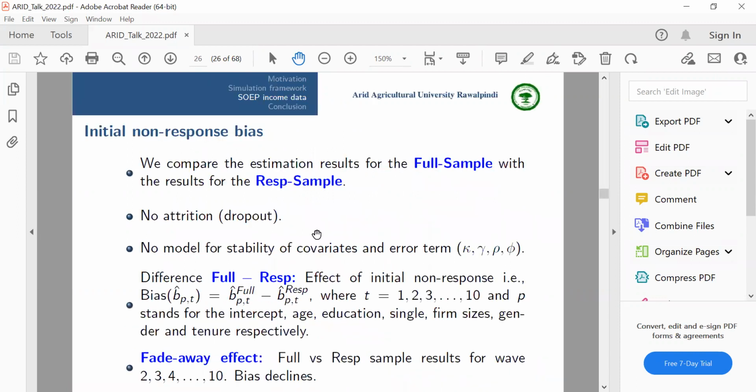Further, then we compare the estimation results of the full and respondent sample. Further, here in the SOEP case, we do not use any attrition model. For further research, it can also be helpful to introduce this attrition model. No stability model covariate, and the bias is obtained by subtracting full minus respondent sample, and then you will expect a fade-away effect.